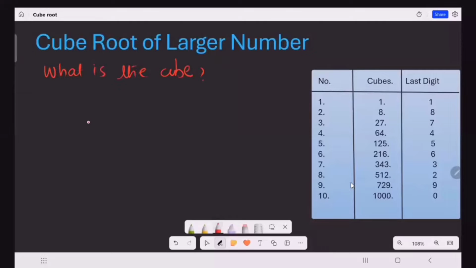So, if we have 5, what will be the cube of 5? The cube of 5 is 125. And how do we get this? 5 three times gives you 125. But if I want to take out the cube root of 125, what will be the answer? The cube root of 125 is 5.